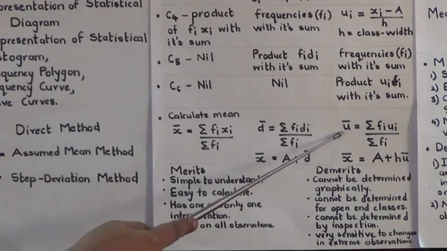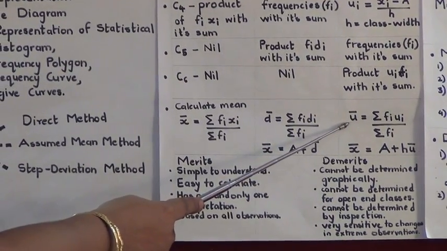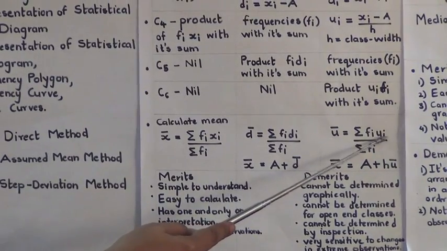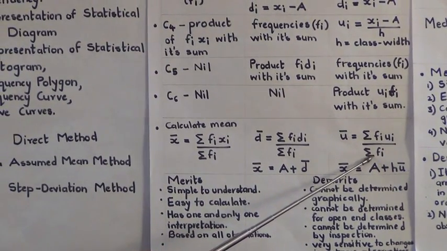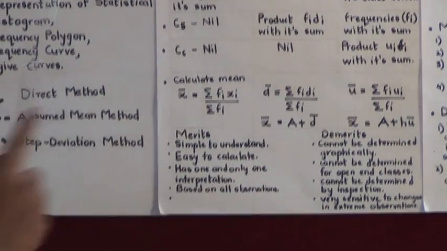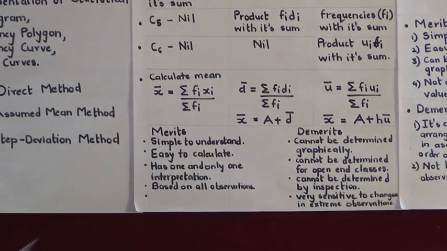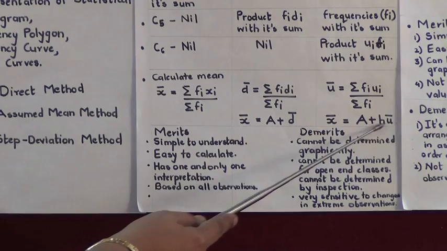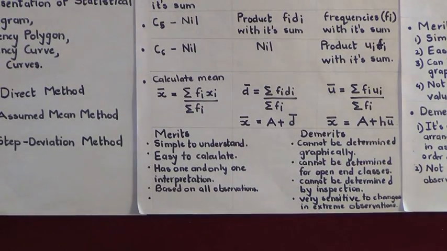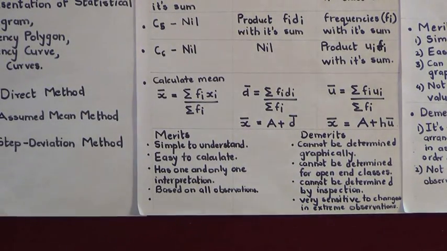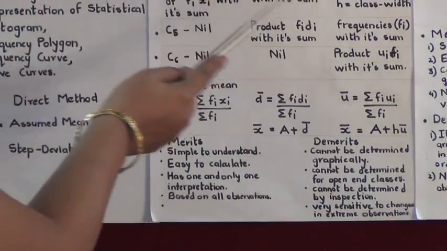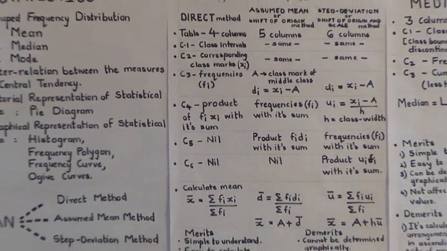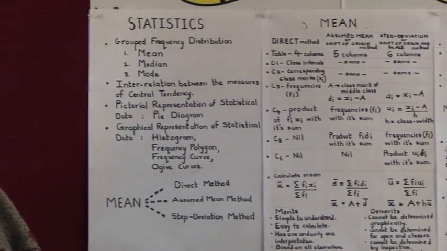The mean is calculated by first finding the value of u bar, that is equal to the sum of all f_i into u_i upon the sum of all the frequencies. Once you get the value of u bar, you calculate the mean as a plus h into u bar, where h is the class width. Hence, we can find the mean by any one of the 3 methods: the direct method, the assumed mean method, or the step deviation method.